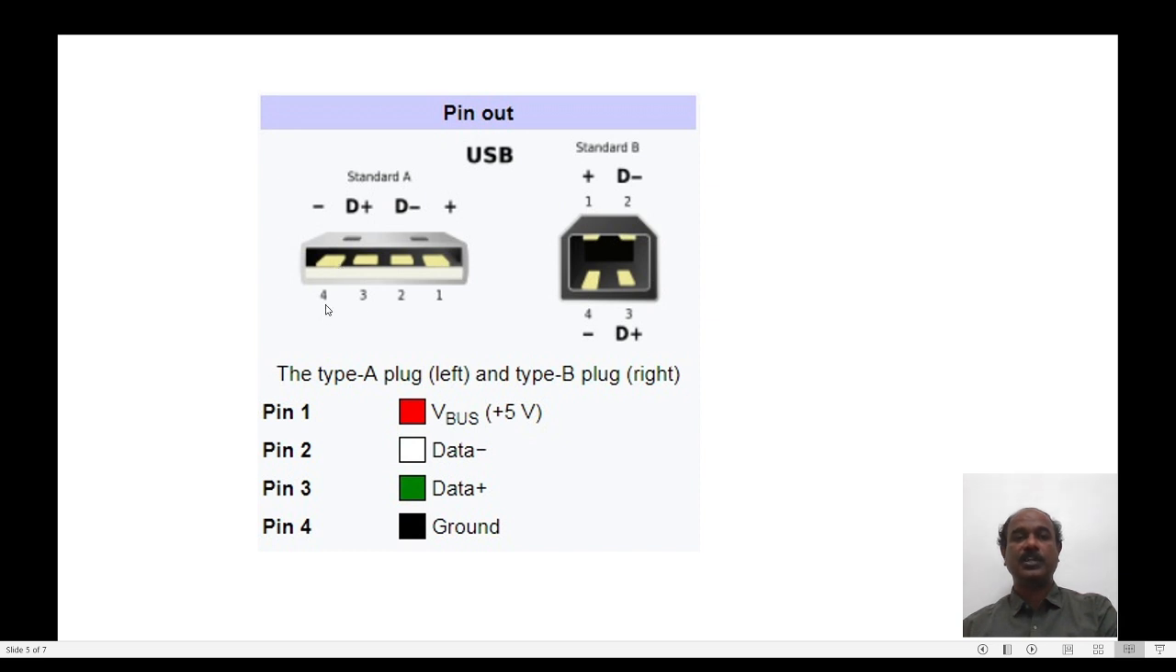And the fourth pin is denoted as the ground signal. That is for the power supply. The same thing is available in the Type A cable and the Type B cable. You can see here the positive supply, D minus, D plus and the ground signal. So this is how the internal connections of the USB cable look. Let us go through a small video to understand the USB in detail.